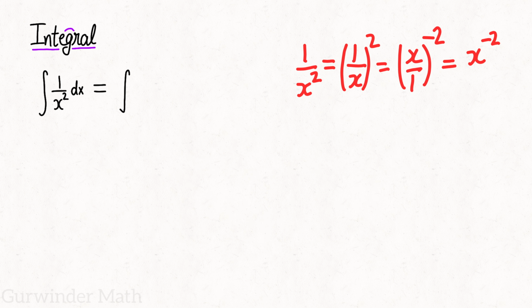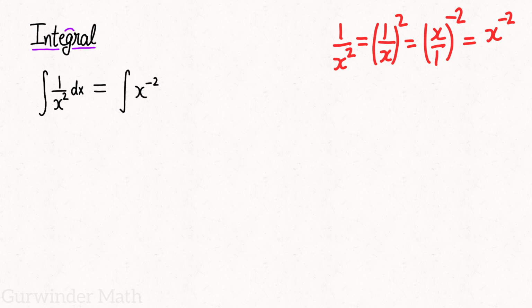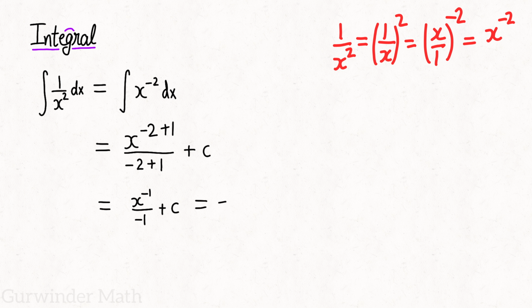After that, we will apply the power rule of integration. So applying this, we will get x raised to power minus 2 plus 1 over minus 2 plus 1, plus c. And minus 2 plus 1 is minus 1, therefore it is equal to x raised to power minus 1 over minus 1 plus c, and this is equal to minus x raised to power minus 1 plus c.